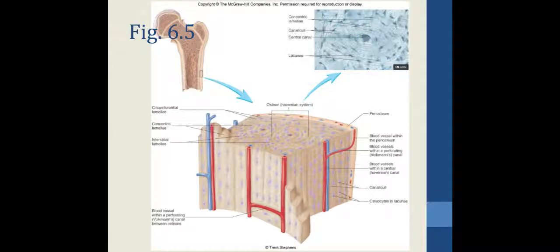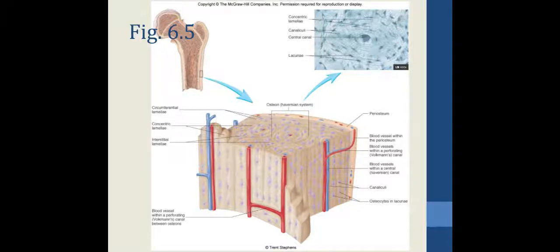And what does this all look like under a microscope? I'm so glad you asked. It looks like this. You've got this central canal, that's the big dark opening here. That's where you have these vessels to move things in and out. You have this nice pattern going here. Those are going to be your lamellae containing your osteocytes in their lacunae.